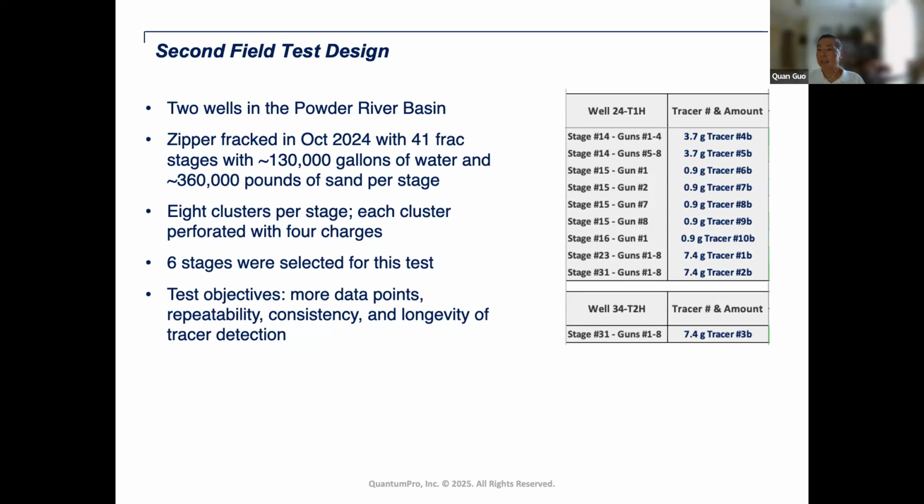amount of tracer of about 3.7 grams. And guns 5 to 8 were basically a repeat of this test with another unique tracer. Then we have 5 repeats with 1 gun only, each gun loaded with 4 charges with a unique tracer embedded in the charge liners. And the total amount of tracer for the 4 charges is 0.9 grams.